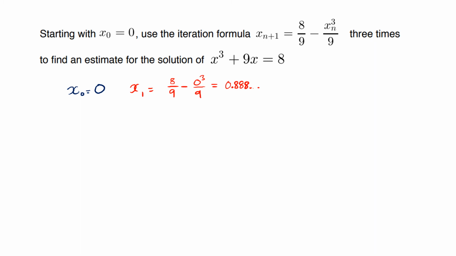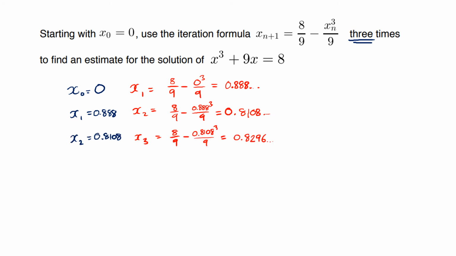First answer you should get is, I think it's actually 8/9, but I've put it as a decimal here, so 0.888. Second answer, quite close. You should get about 0.8108. I'm using the exact answer as what I input, so you might be off by a single decimal place or something, but you should be around about there. And then my final answer, I've got 0.8296.